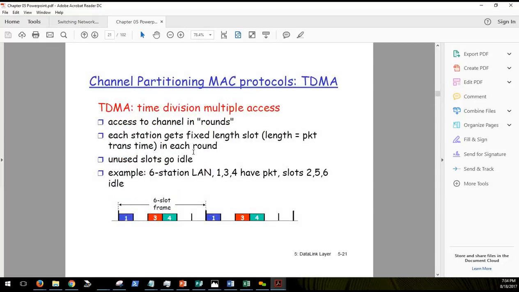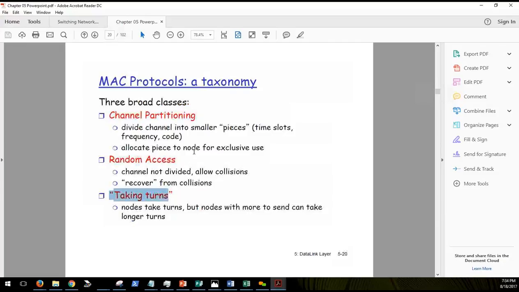So if he says CSMA, which of these three are you going to go with? Channel partitioning? Nope. CSMA is random access.